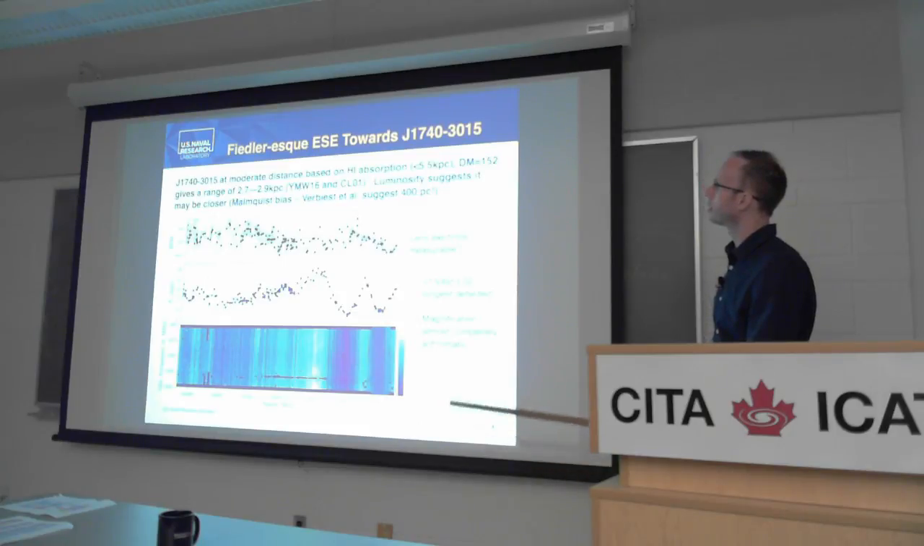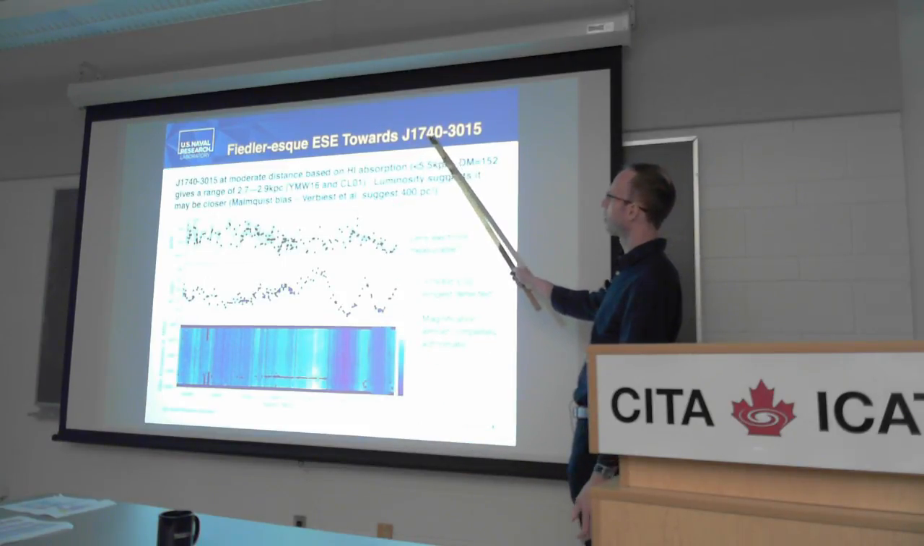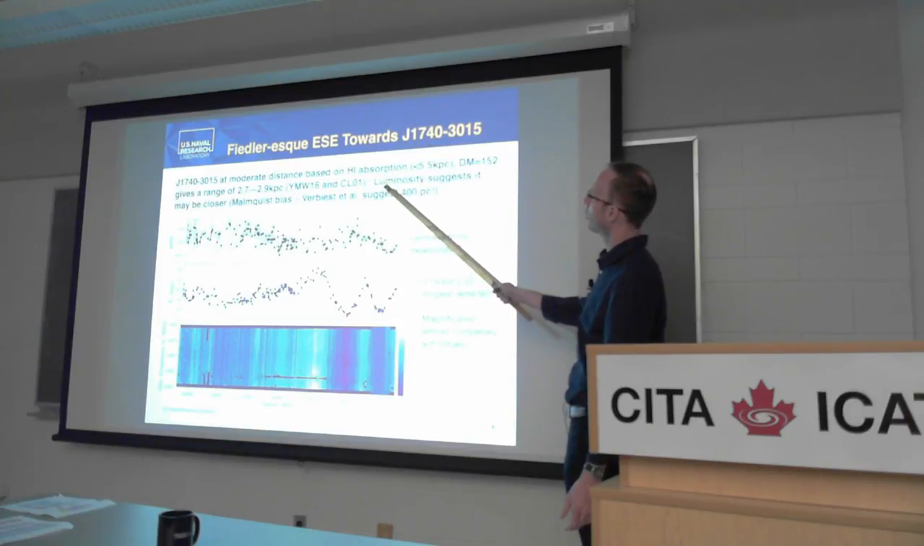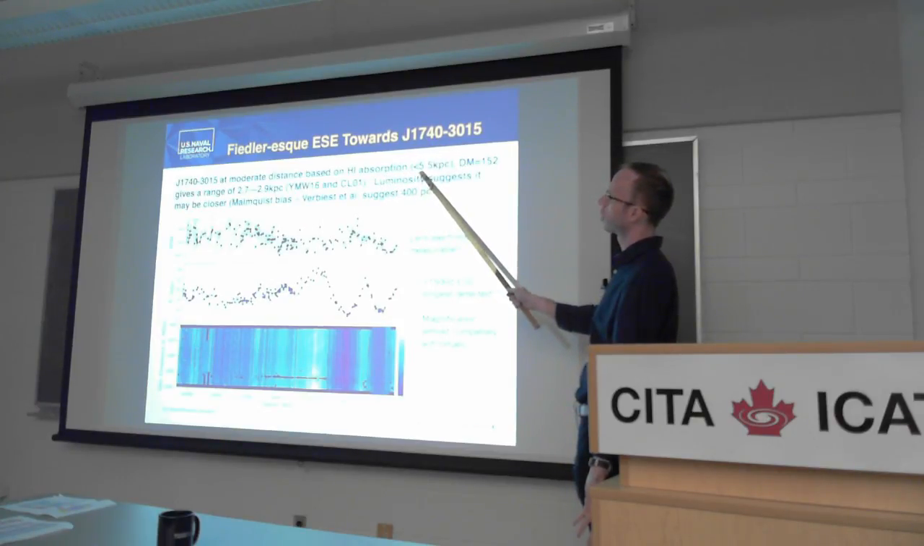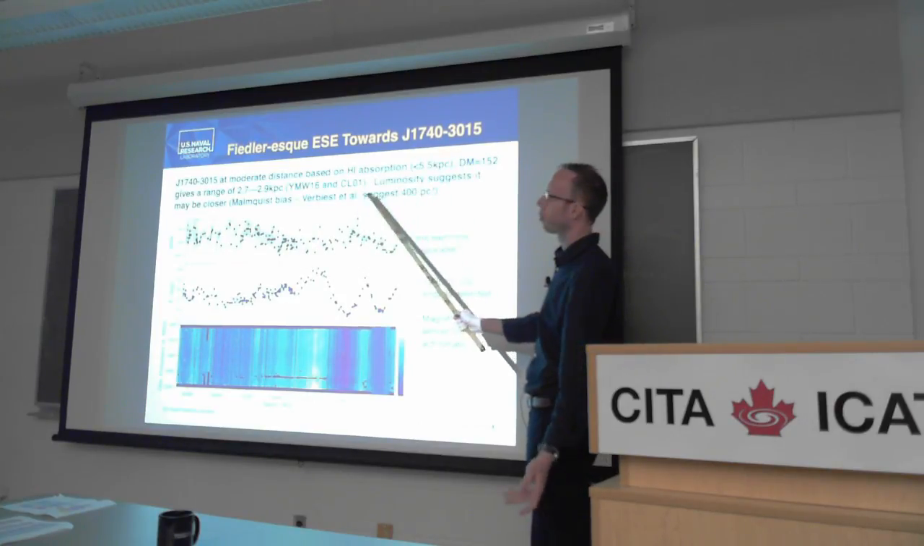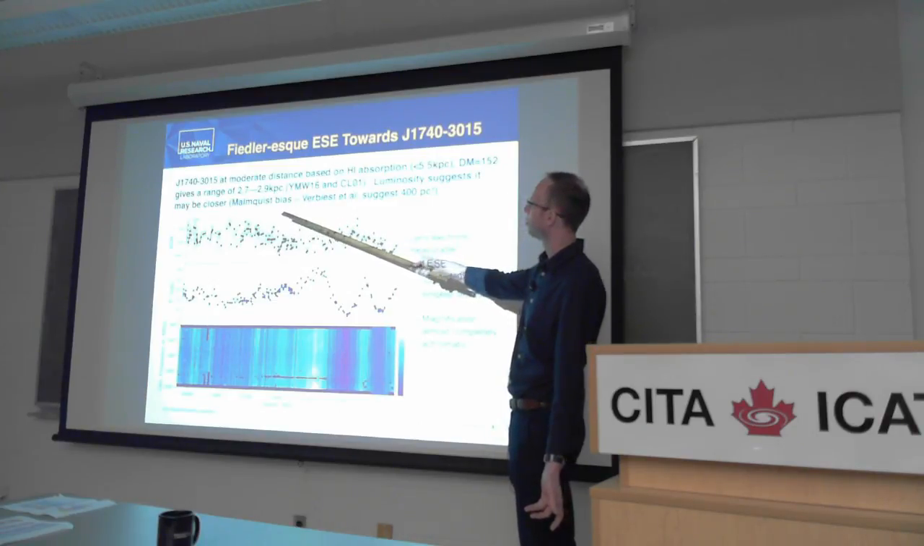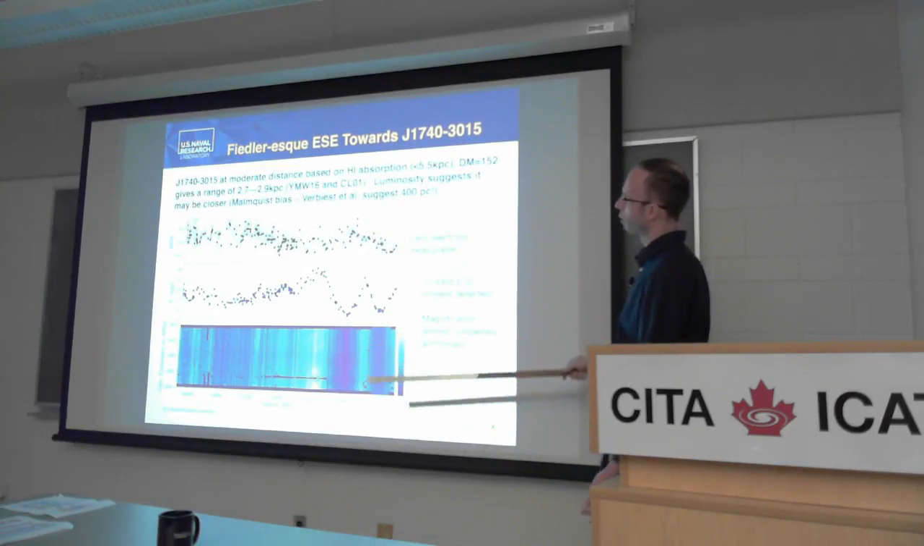The other one is a much more canonical ESE towards this pulsar that's definitely in the galactic plane. At a relatively large distance, all we know for sure is that it's closer than 6 kiloparsecs just based on H1 absorption. Much larger DM, 30 for 1057. We think it's at about 3 kiloparsecs, but it might be as close as 400.